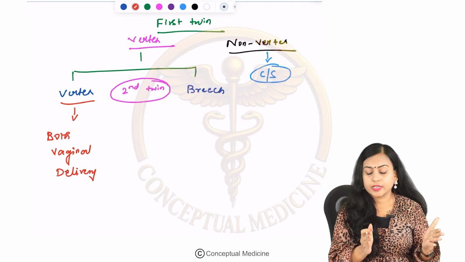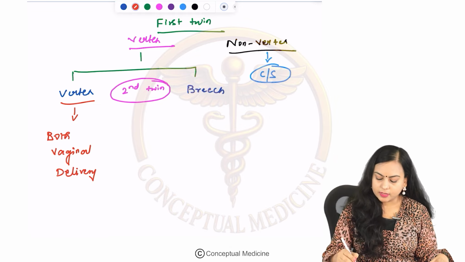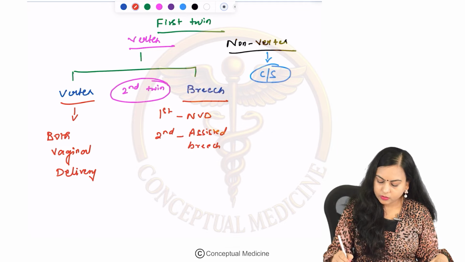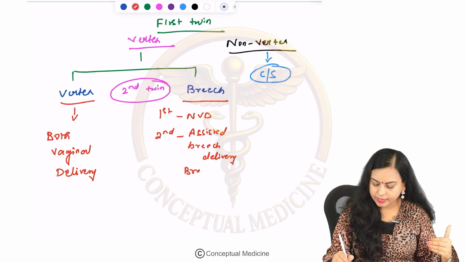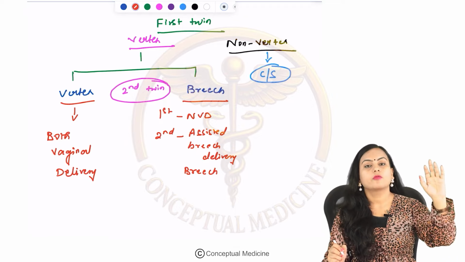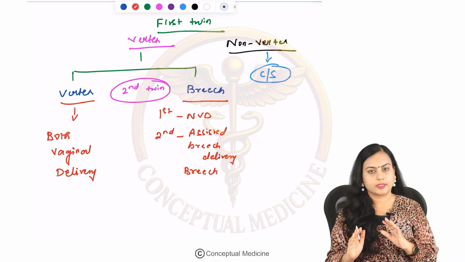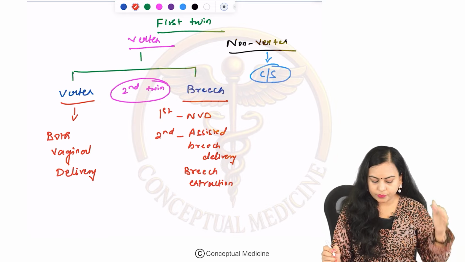Suppose first one is vertex and second one is breech. You can offer normal vaginal delivery for first twin, and the second twin you can give assisted breech delivery, okay? Or even you can give them assisted breech extraction. Extraction means completely you will extract the baby. Assisted breech delivery means you will be allowing the baby itself to follow certain mechanisms, and you will be only assisting at certain steps, right? So, either assisted breech delivery or breech extraction you can do, right?